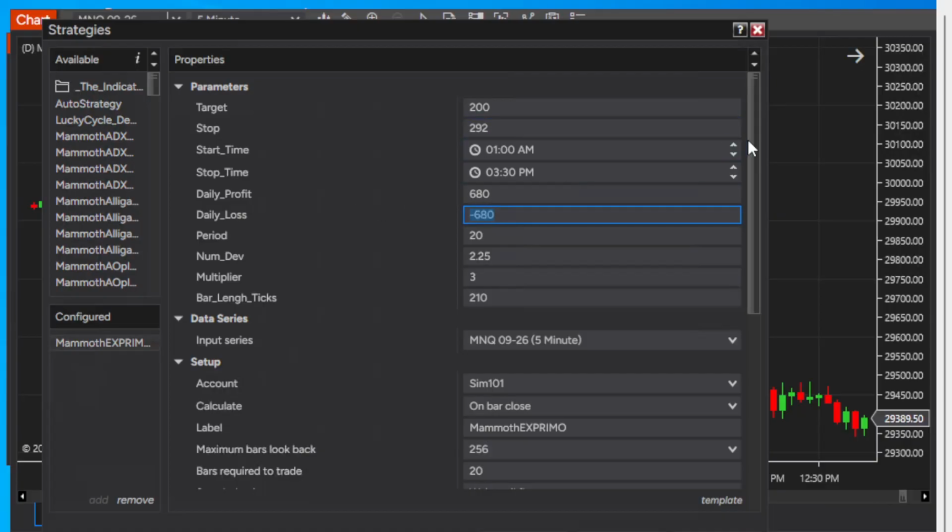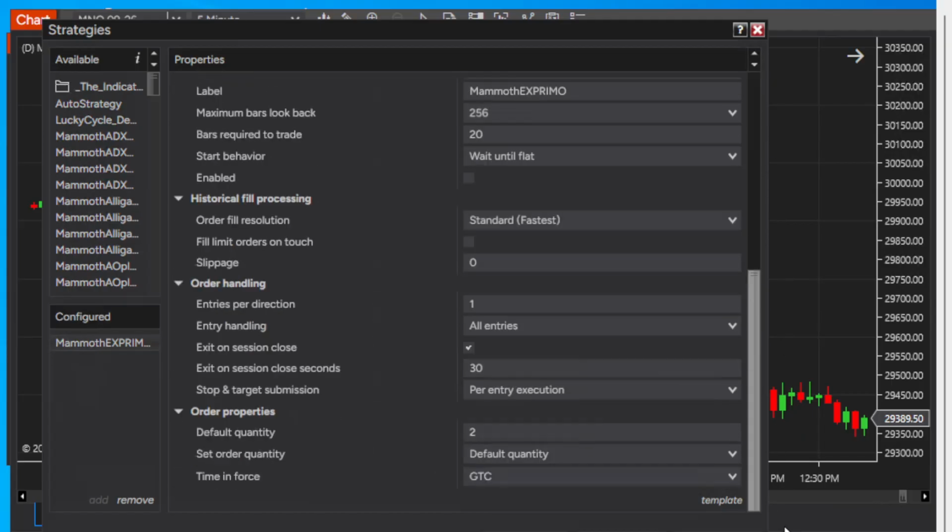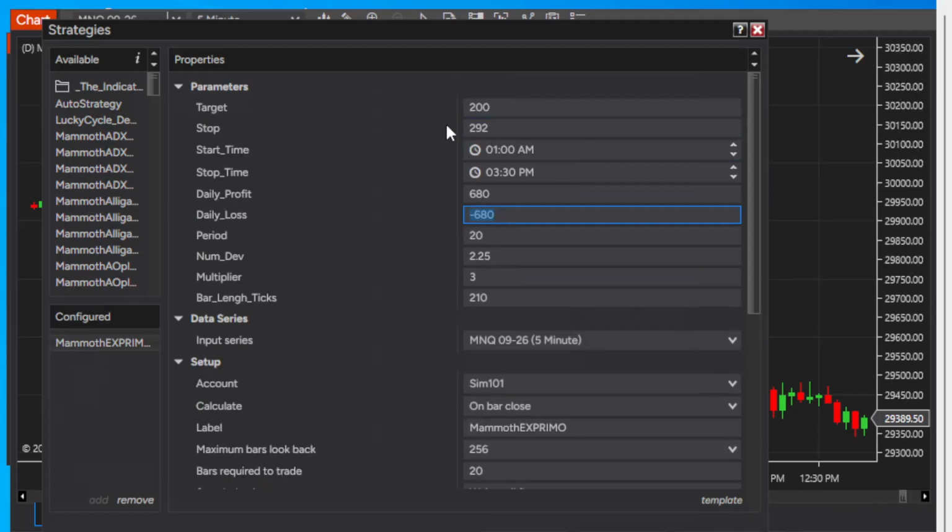So you look at it, I'm trading two contracts, these two contracts right here. The default quantity is 2. So one loser will be 292, and two will be 580-some, and that's still not hitting the daily loss. If I hit three losers in a row, then it will stop trading for the day. And if I hit three winners in a row, then I'll stop trading.